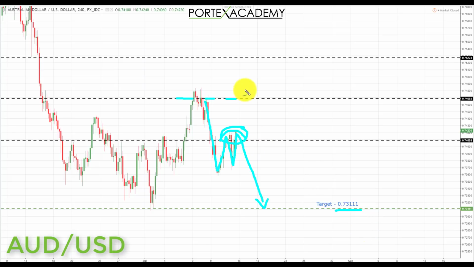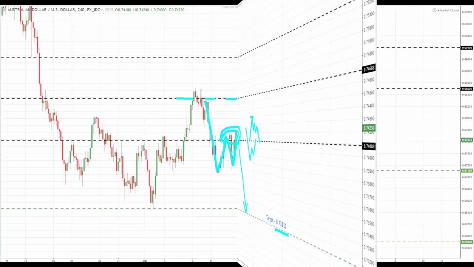My bias on this will only change if we get continued moves to the upside in the Aussie dollar, perhaps let's say up to the 0.7440 here, okay, and then we come back to retest like this. Then I will be looking back into this area, but for the time being, I'm considering this a deeper test of broken support turning resistance at the 0.74089.